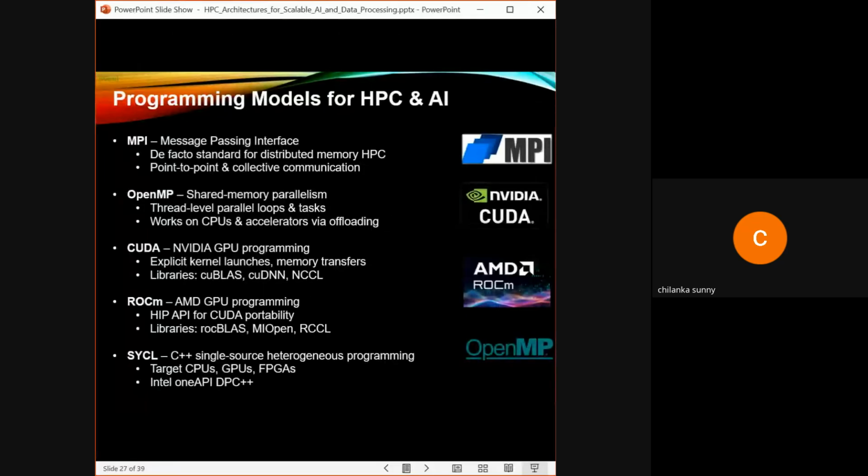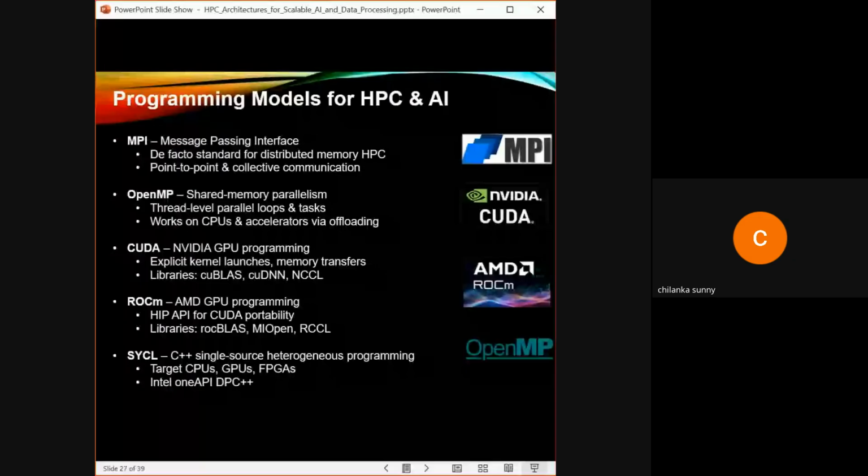And AMD's counterpart is ROCm, which uses the HIP API for CUDA portability and provides libraries like rocBLAS, MIOpen, and RCCL. Finally, we have SYCL, which offers a single-source C++ programming model for heterogeneous hardware, which means using the same programming language, we can program for multiple architectures like CPUs, GPUs, and FPGAs. One popular example is Intel's oneAPI DPC++. So together, these models let us exploit all levels of parallelism, from threads to nodes to accelerators.